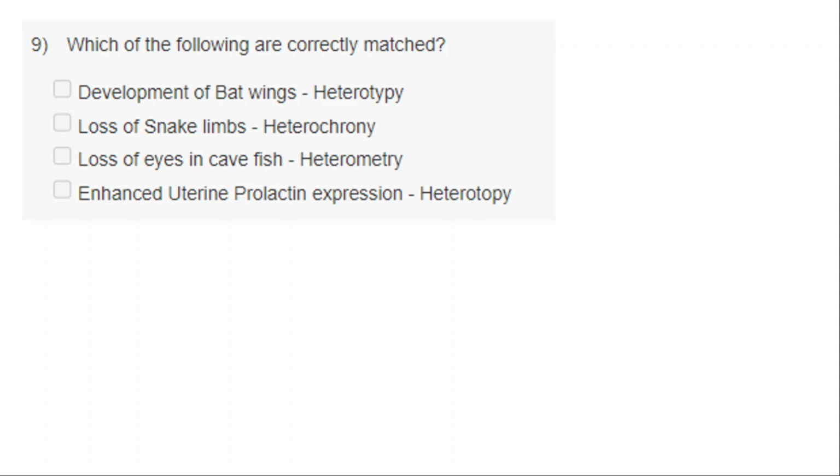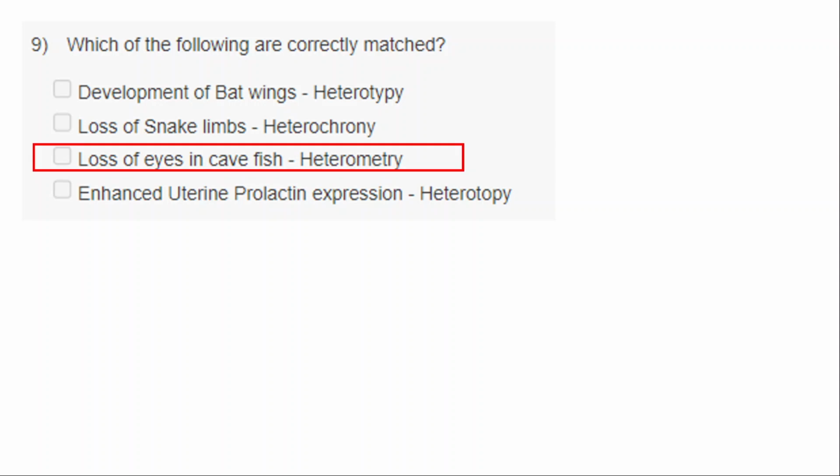Yeah, so which of the following are correctly matched? Development of bat wings, heterotypy; loss of snake limbs, heterochrony; loss of eyes in cave fish, heterometry; enhanced uterine prolactin expression, heterotopy. And Ajay and Sakshi have mentioned options 2 and 3, which are the correct answer. So, loss of eyes in cave fish is heterometry, correctly matched. Loss of snake limbs, heterochrony, is also correctly matched.